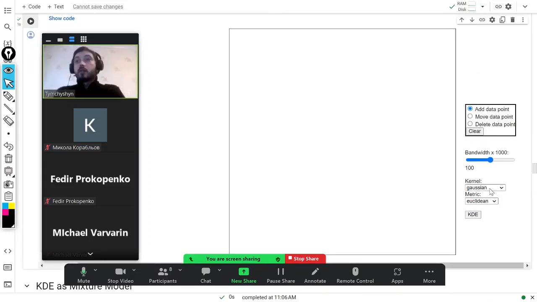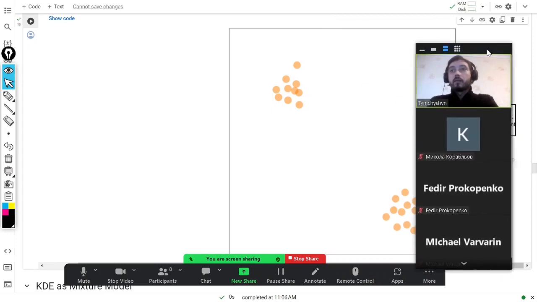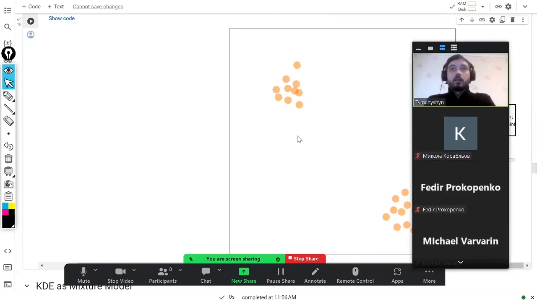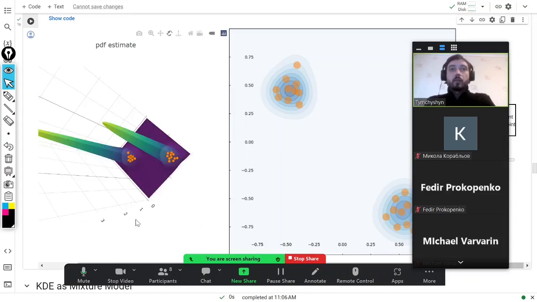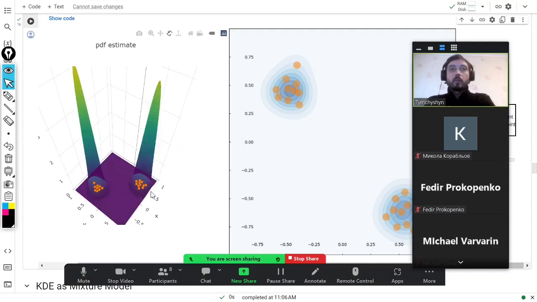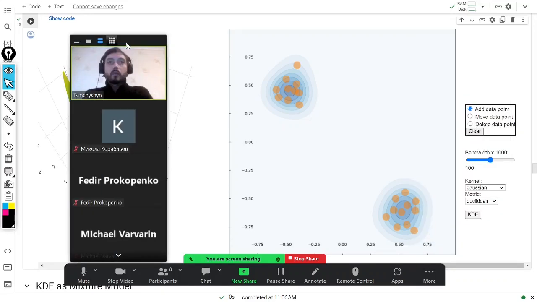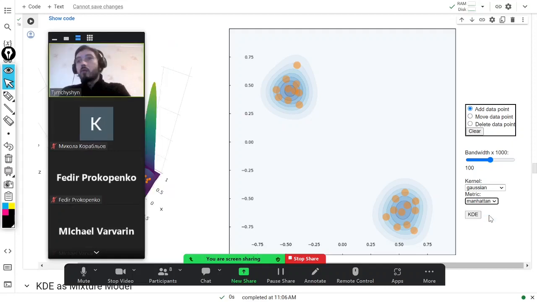So here I'm choosing a kernel, metric, bandwidth, and I'm adding some data points. So let me add some data points and perform KDE. Yes, it still works. And here you see how it looks, this sort of two Gaussians. Now let me change the metric. For example, I want the Manhattan metric.